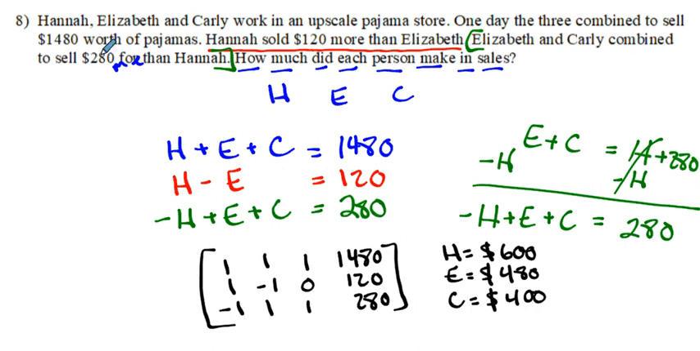Elizabeth and Carly combined to sell 280 more than Hannah. So if I add Elizabeth and Carly, I get $880 in sales. And yeah, that is 280 more than 600. So I have not only answered that with a system, but then I confirmed that my answer is correct. And you should always be able to do that.